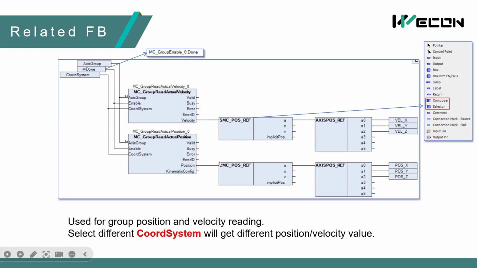For the output velocity and position, we can use this compressor and selector to get the position like this. During the program running, we can get the position here. Because it is a three-axis system, here I only put three positions, X, Y, Z.